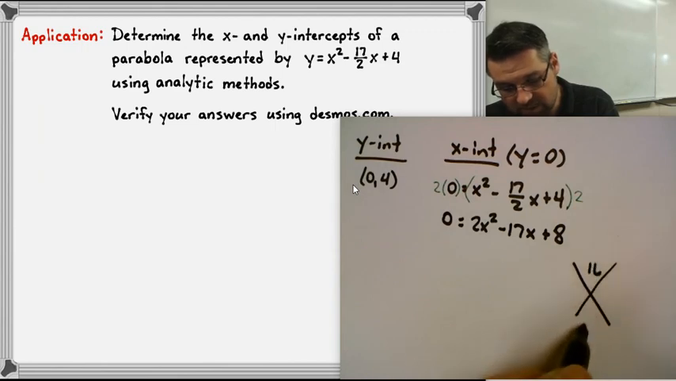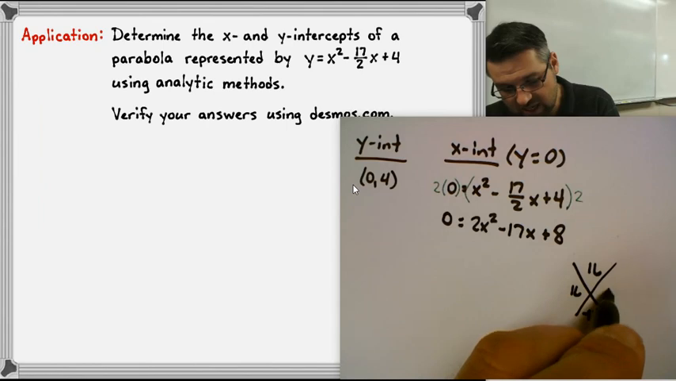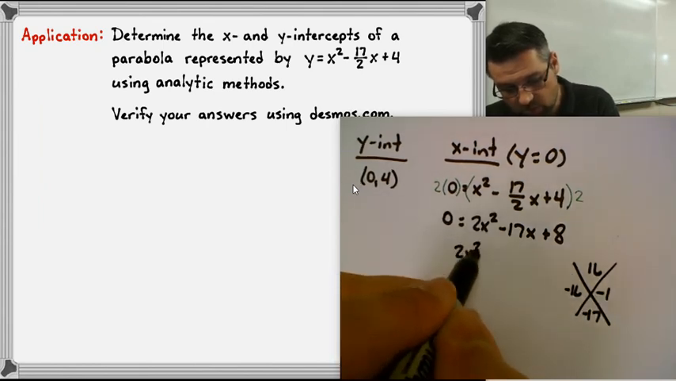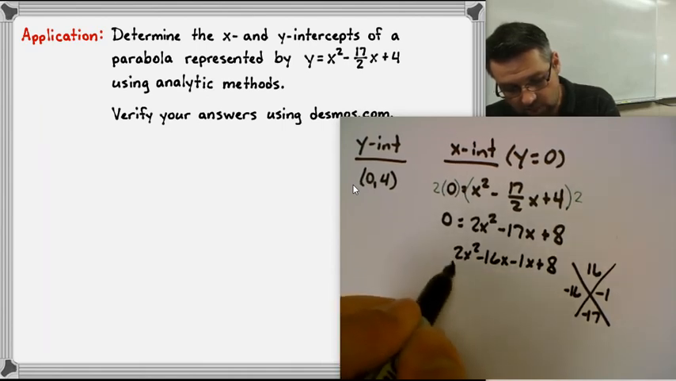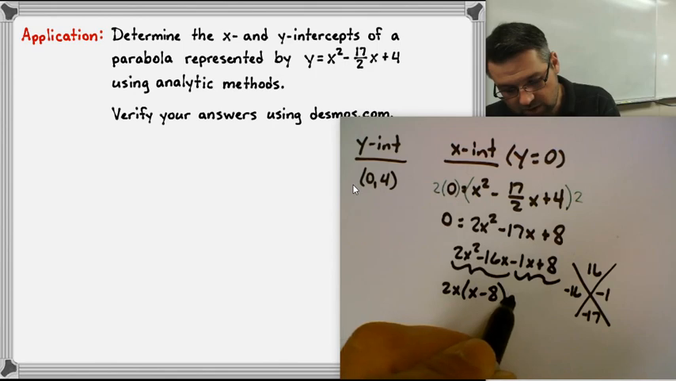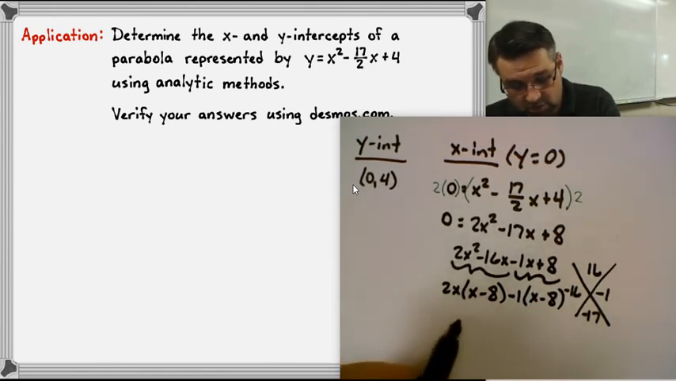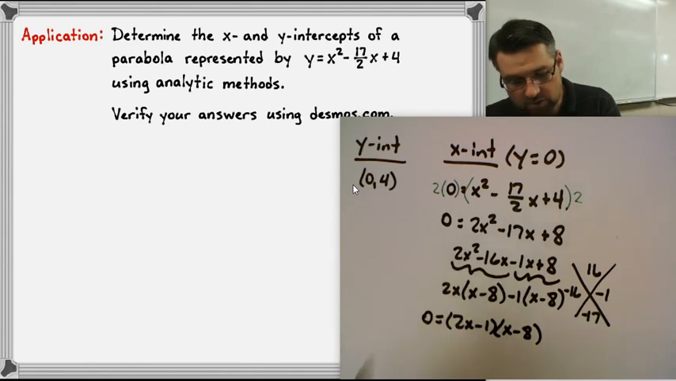The top number would be 16, the bottom number would be negative 17. The numbers at work here are going to be 16 and 1, both of them negative. Then we expand, so we have 2x squared minus 16x minus 1x plus 8. And then we group, so the GCF there is 2x, and then times x minus 8. The GCF on the second one is just a negative 1. The leftovers would be x minus 8. So my factors are now 2x minus 1 and x minus 8, and that, remember, was equal to 0.